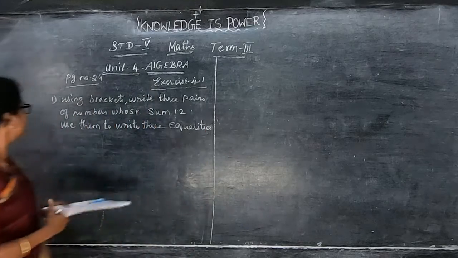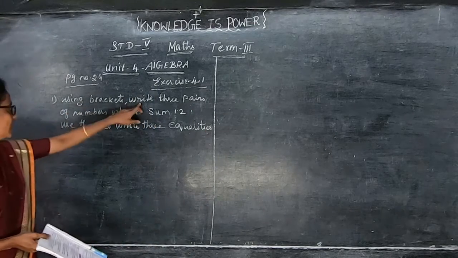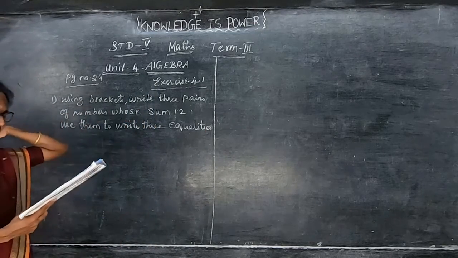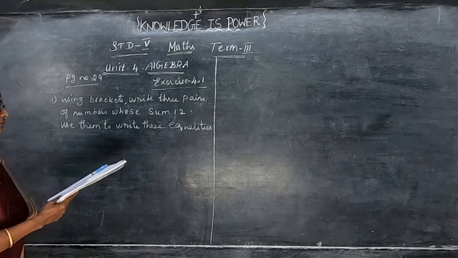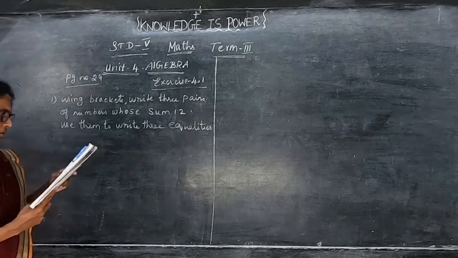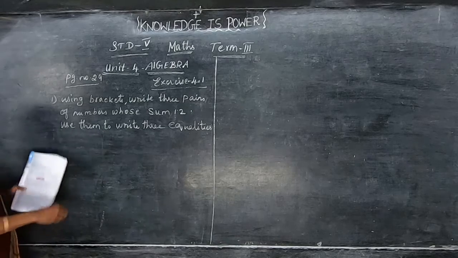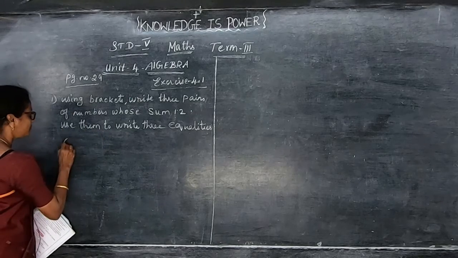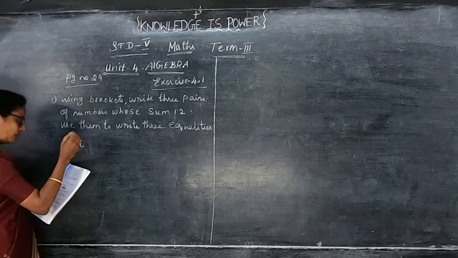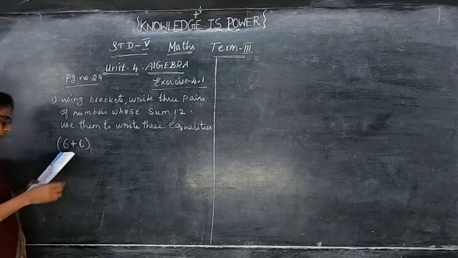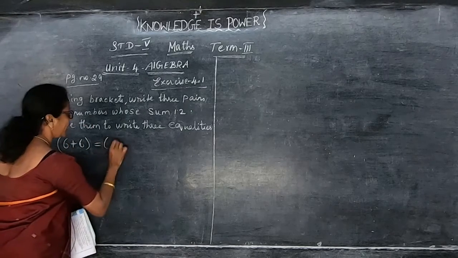Okay, children. So using the brackets, write 3 pairs of numbers whose sum is 12. Then use them to write 3 equalities. So how to write this? Using the plus sign, 6 plus 6 is equal to 8 plus 4.